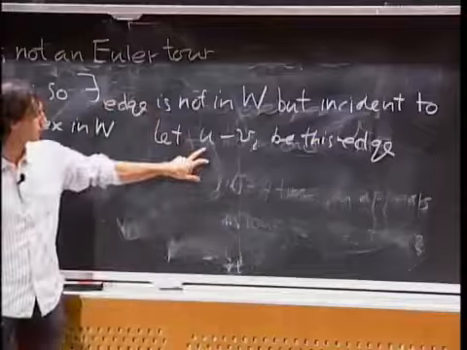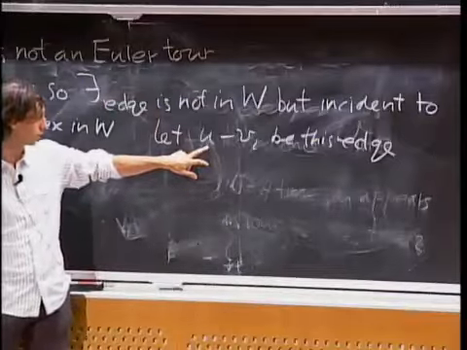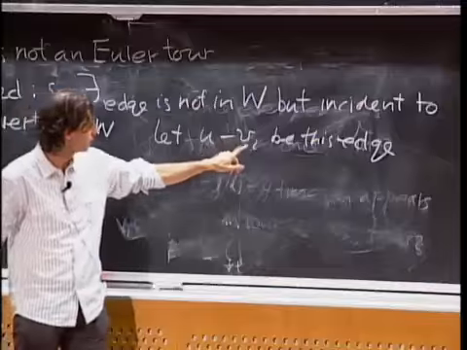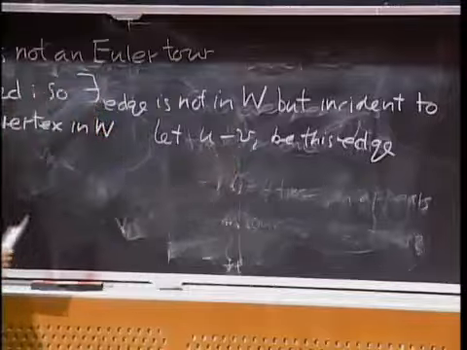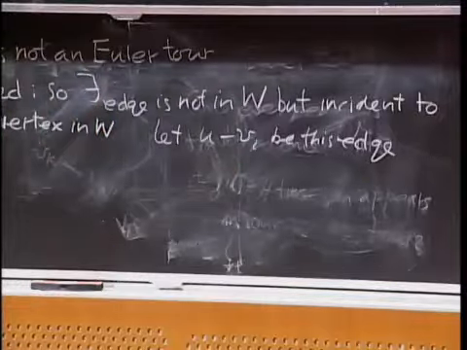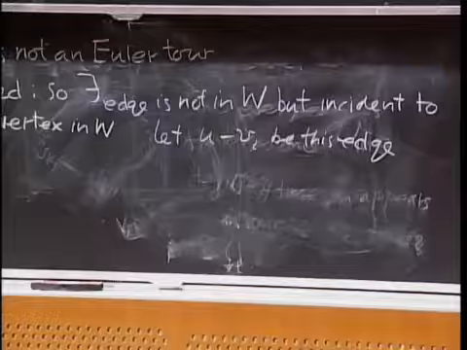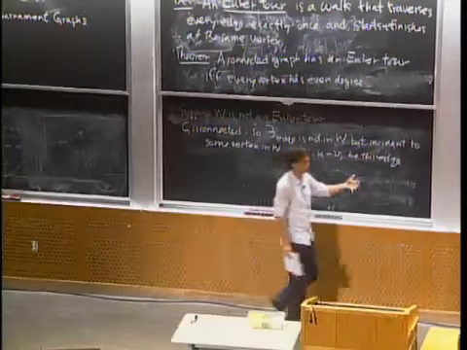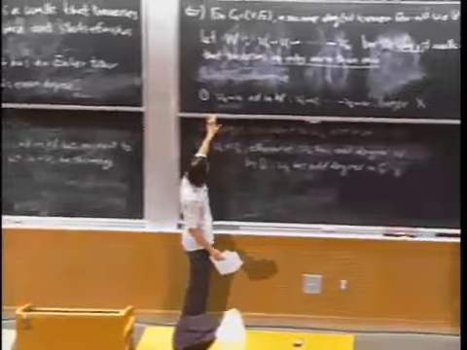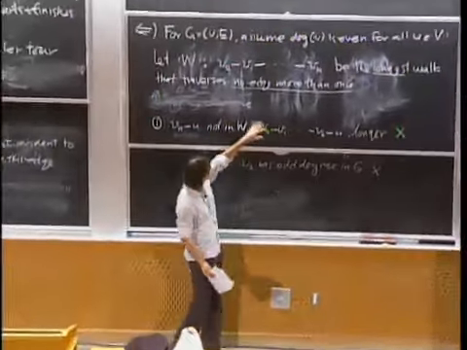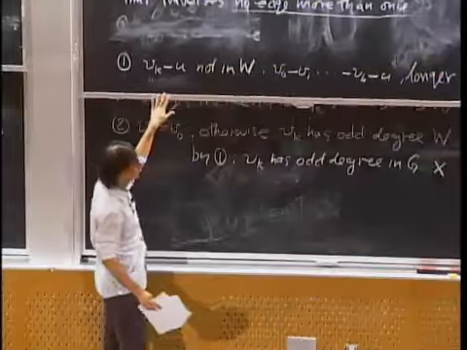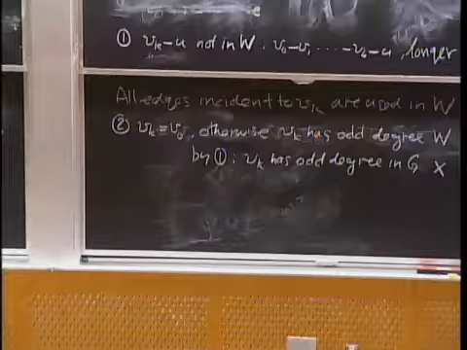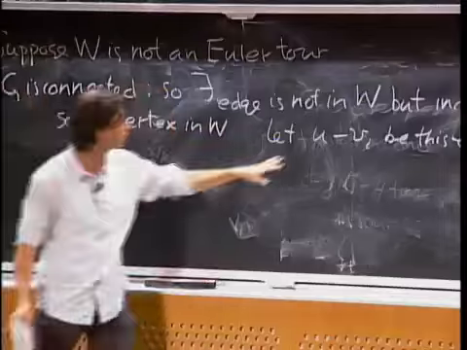So U is not used in the walk. Well, it may be used in the walk, but the edge is not used in the walk, and Vi is part of the walk. So what can we do here? Does anybody see what we could do here? Can we somehow get a contradiction? When we started out here, we actually assumed that W is the longest walk in which the edges do not occur more than once.